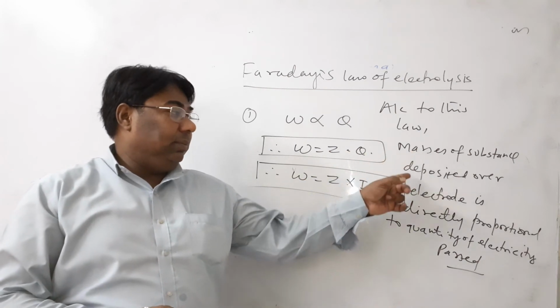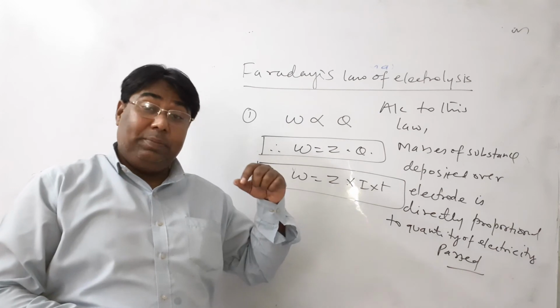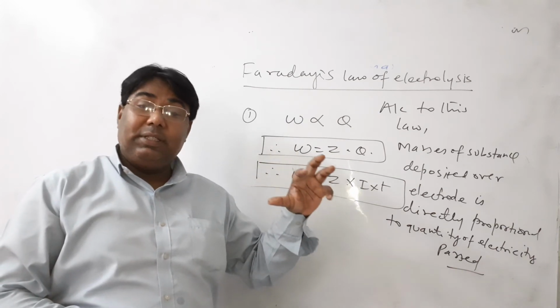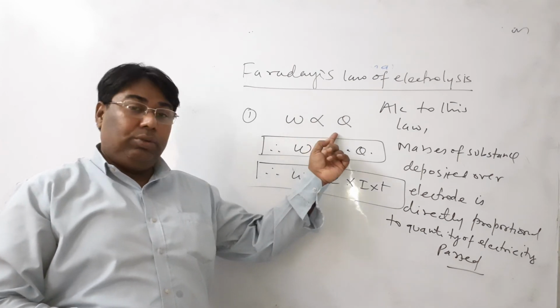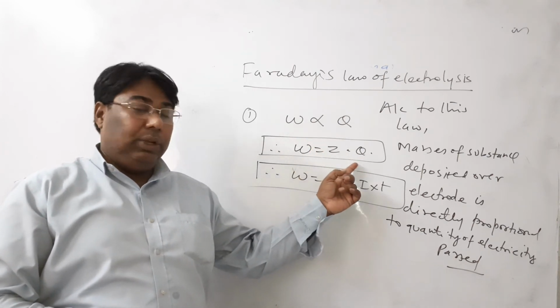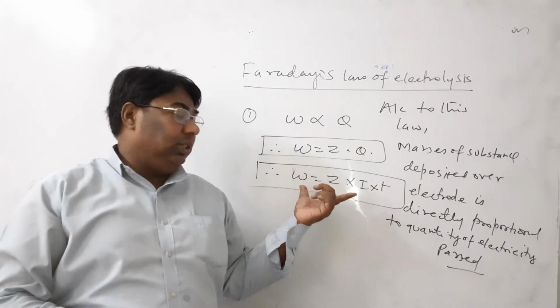Mass of substance deposited over the electrode is directly proportional to quantity of electricity passed. Quantity of electricity is represented by Q and mass is W. Therefore, W is proportional to Q. W is equal to Z into Q. Q is equal to I into T. So the final answer is W is equal to Z into I into T.